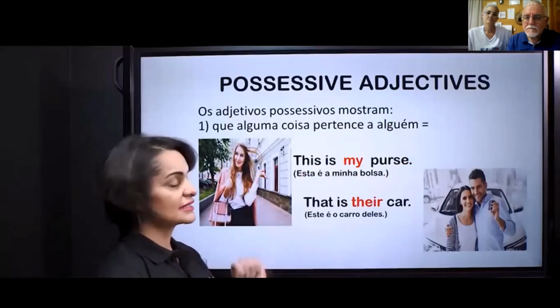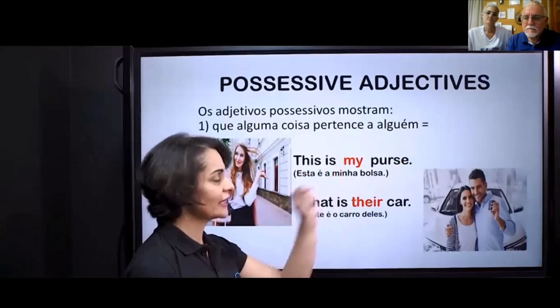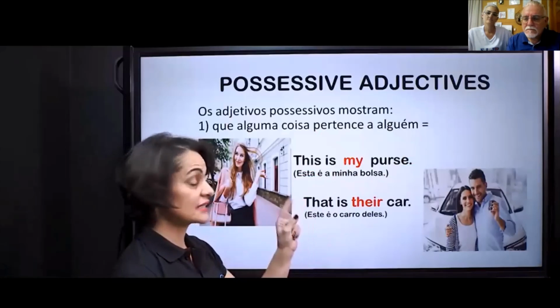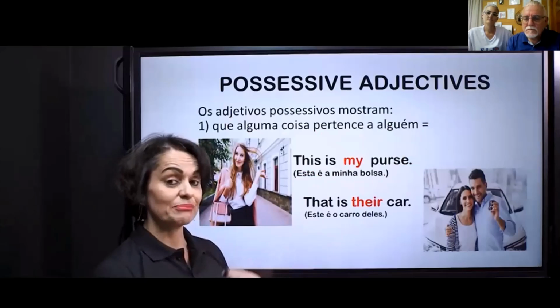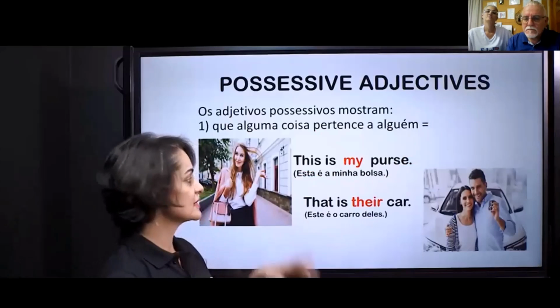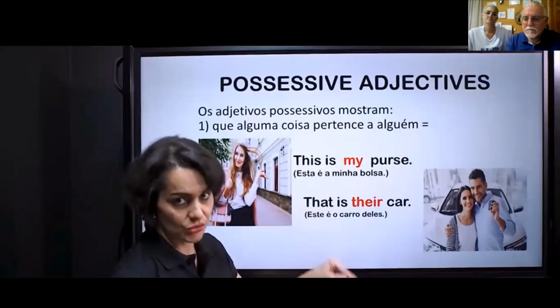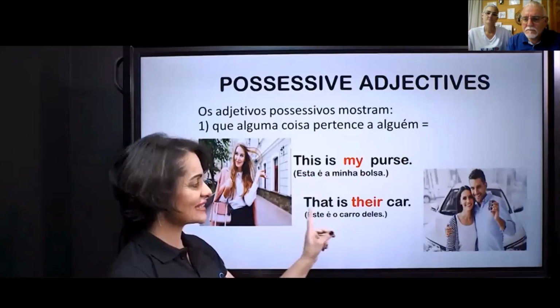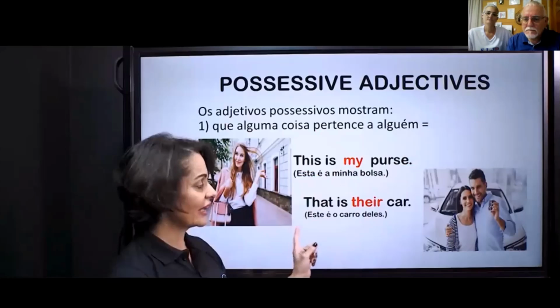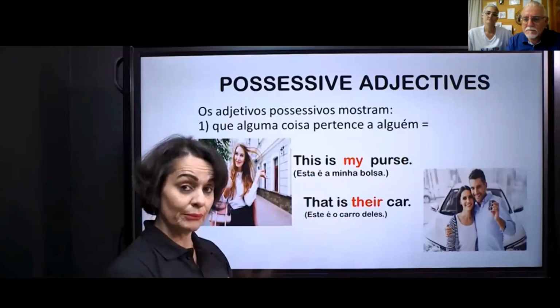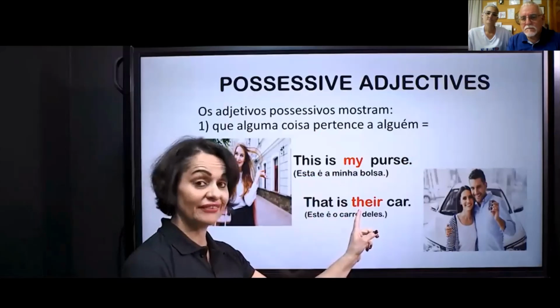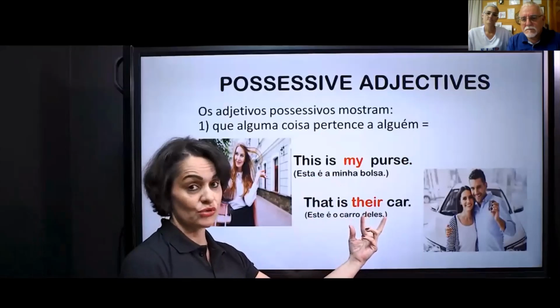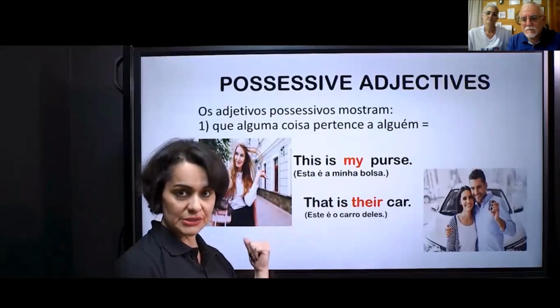For example, this is my purse. My é um adjetivo possessivo. Ele significa minha. Então, ele está estabelecendo uma relação de posse entre a pessoa que está falando e o objeto. Então, ele vem antes do objeto. That is their car. Aquele é o carro deles. O possessive adjective é a palavrinha their. Está estabelecendo uma relação de posse entre o carro e as pessoas.